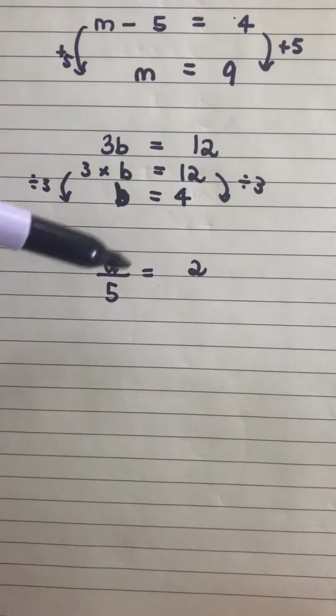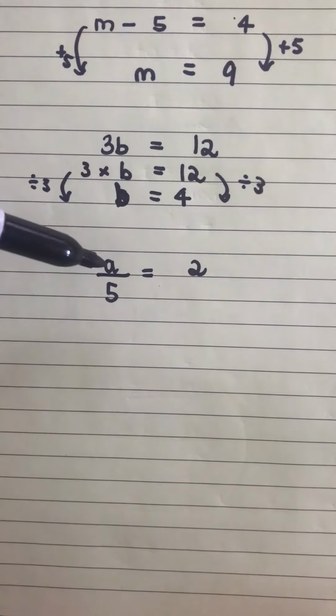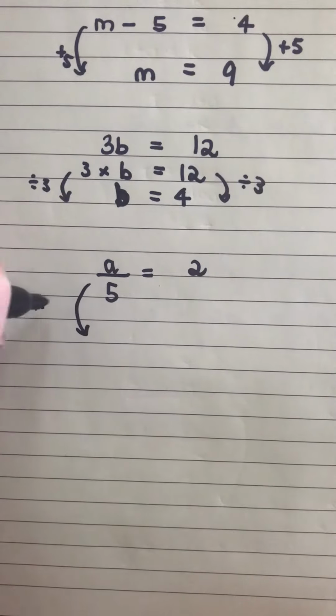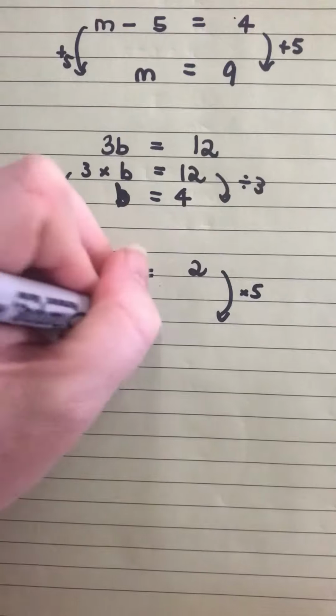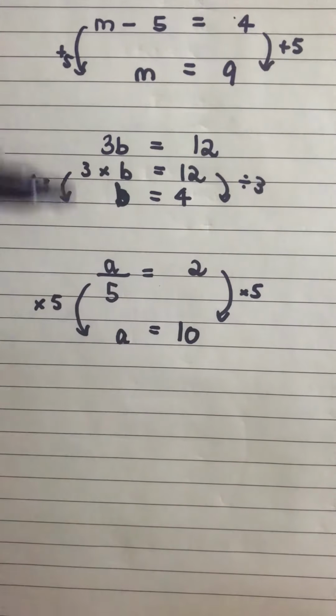Our last one on the page here is a over 5. That means a divided by 5. So the opposite of dividing by 5 is to multiply by 5. And we'll get a is equal to 10. When we check that, 10 divided by 5 gives us 2. So we know we've gotten our answer correct.